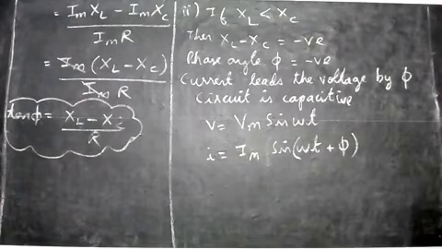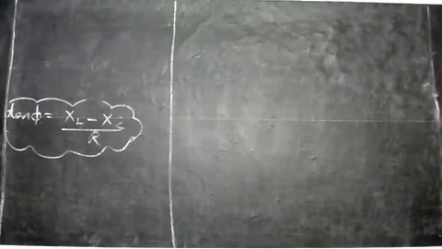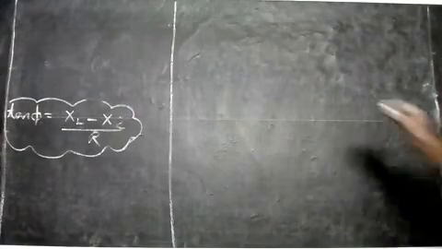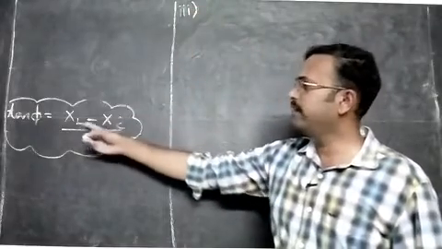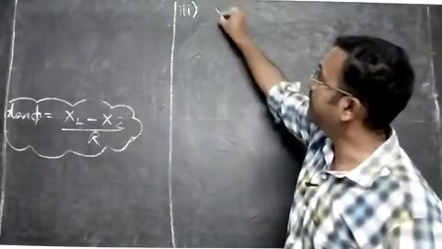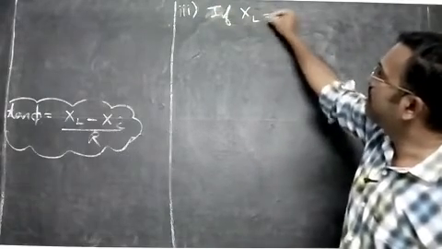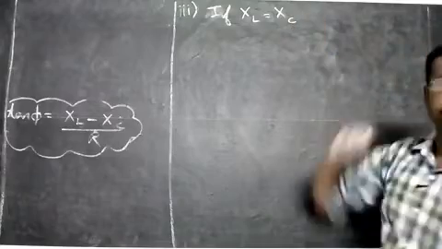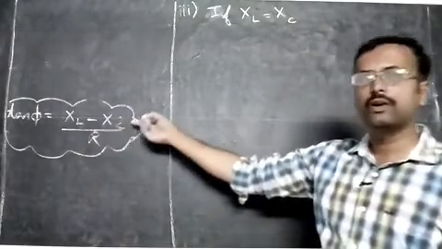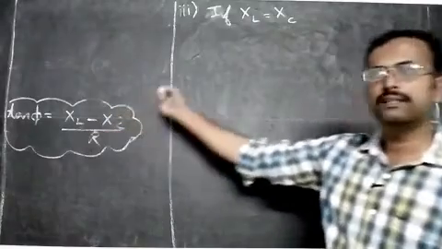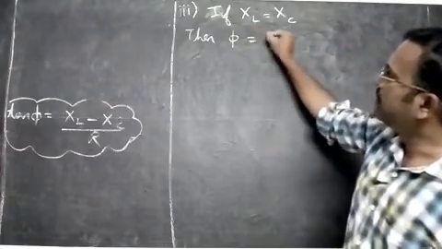Let me go to the third case here. I'll erase this right side now. What will be the third case here? XL will be equal to Xc. If the inductive reactance, that is XL, is equal to the capacitive reactance, that is Xc, both are equal, then what will be the phase angle? Both are equal means it will come 0 now. So the angle phi also will be 0.